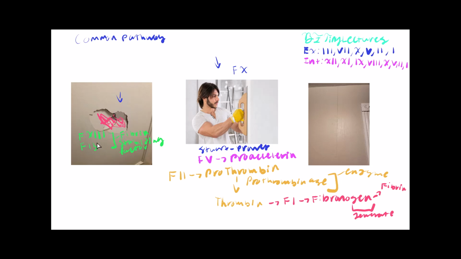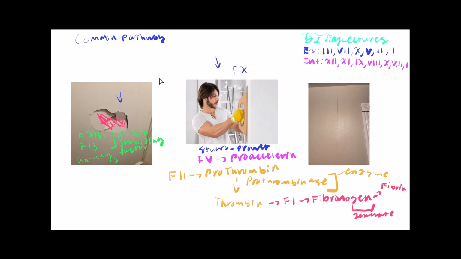Because wouldn't it be unlucky if this fibrin was not stable and it just broke apart? So this is unlucky 13. Factor 13 is going to super glue this fibrin, factor 1, so it stays together and it doesn't break apart easily, because if it did break apart, we would be very unlucky. So unlucky number 13, fibrin stabilizing factor.